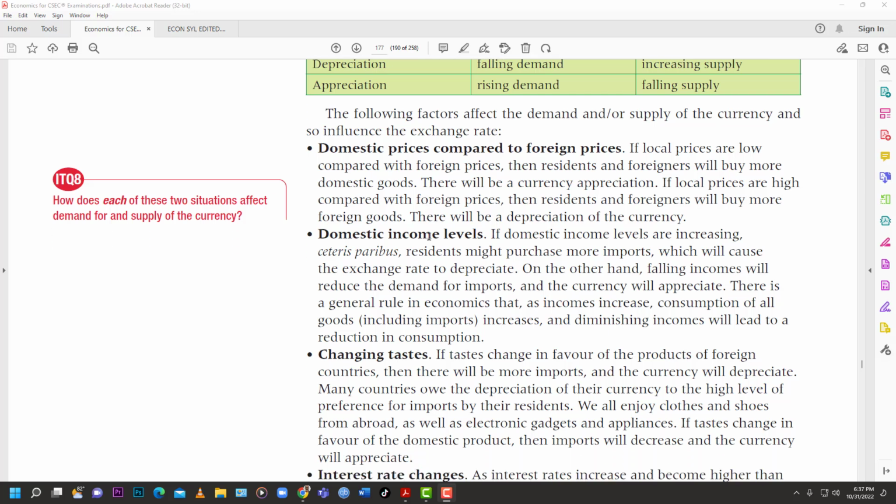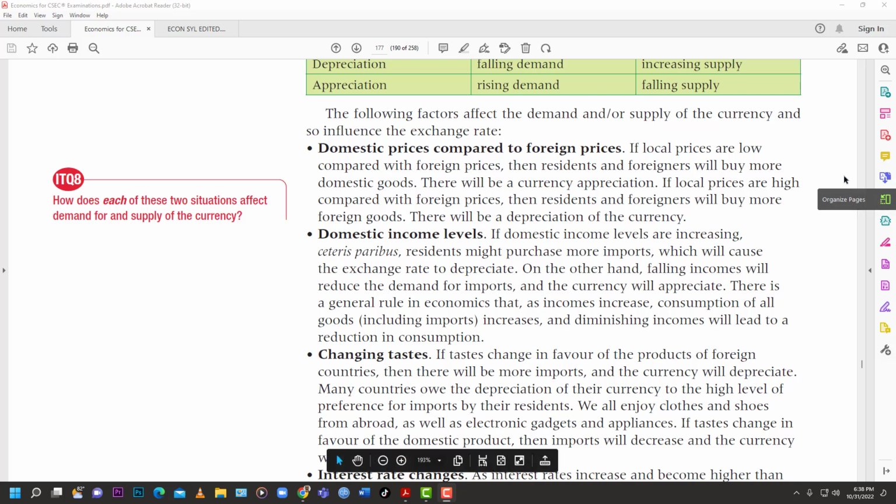So these are the factors that affect the exchange rate, especially when it is a floating exchange rate. So first up, let's look at the domestic prices compared to foreign prices. Domestic prices compared to foreign prices can influence the demand for currency, right?